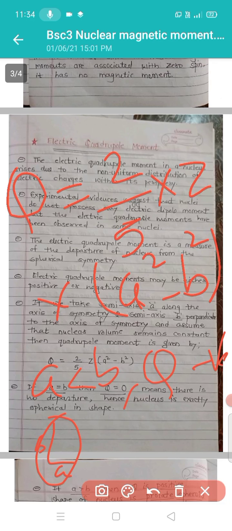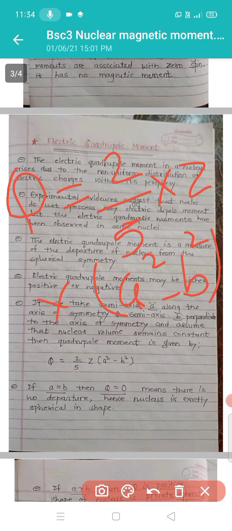These are the three conditions. When A is equal to B, we get exactly spherical nuclei. When A is greater than B, then we get a prolate spheroid nucleus, and when A is less than B, we have the oblate spheroid nuclei.